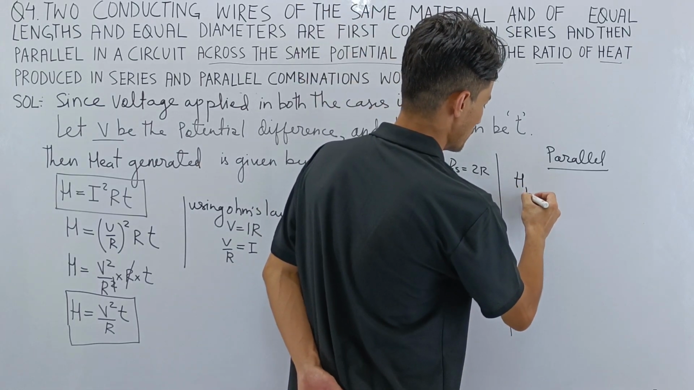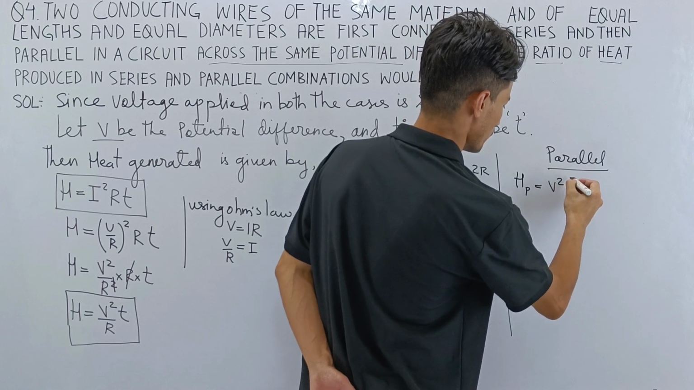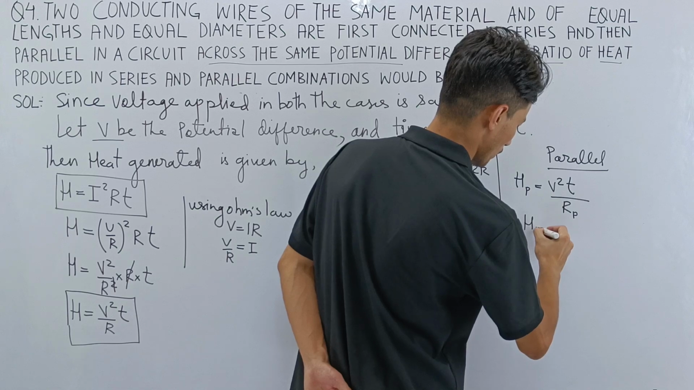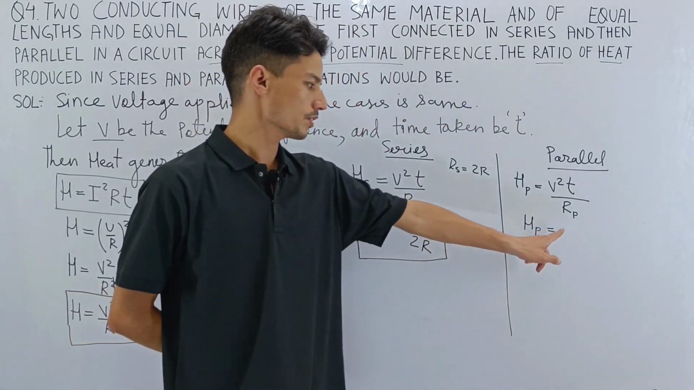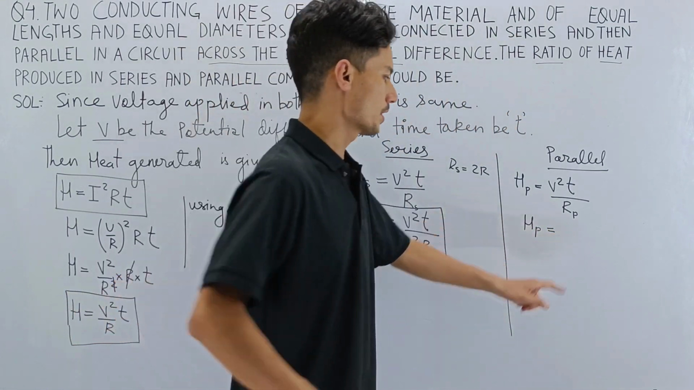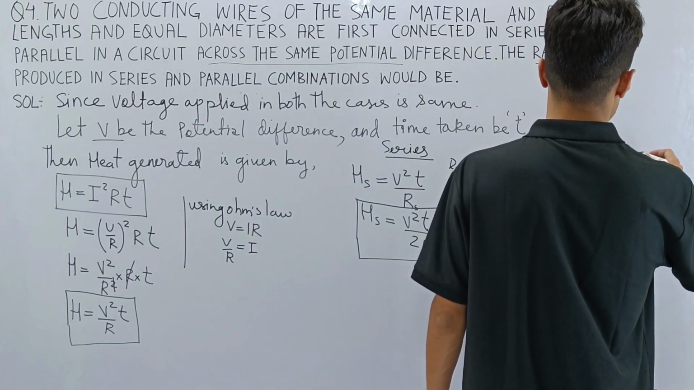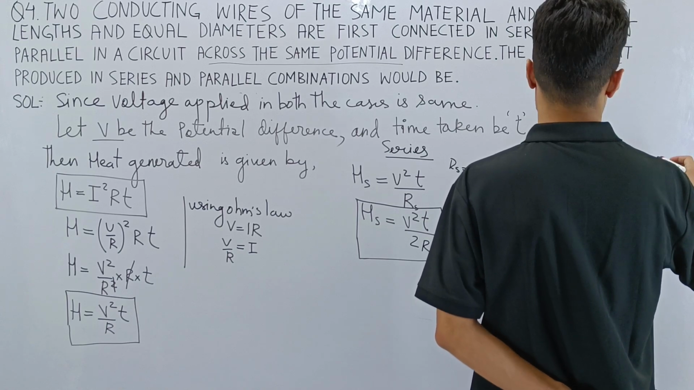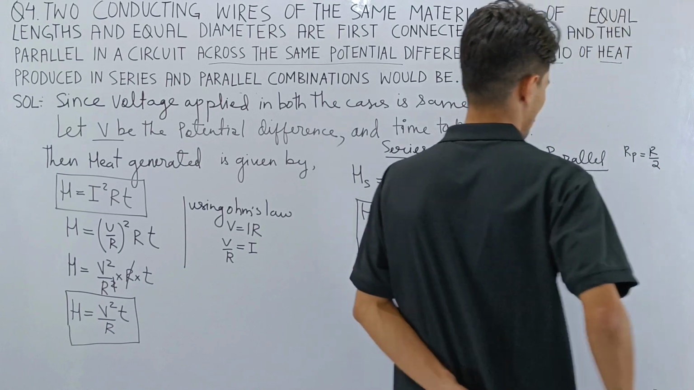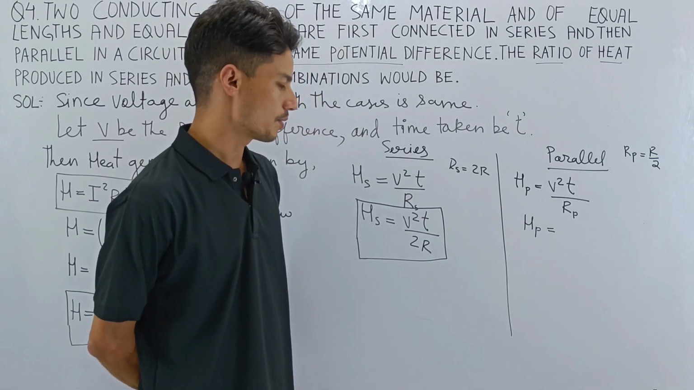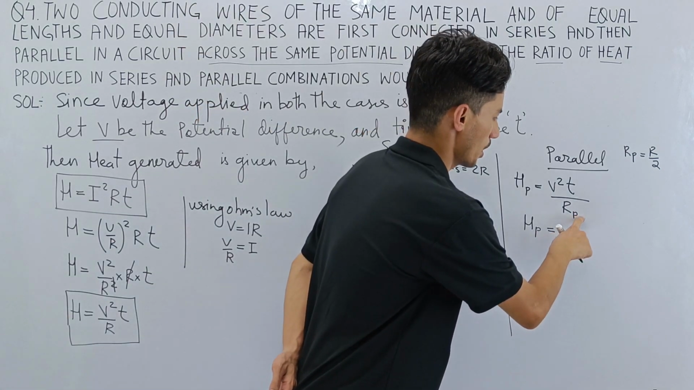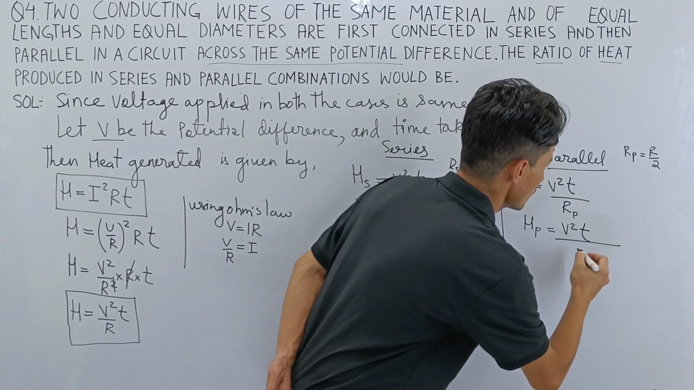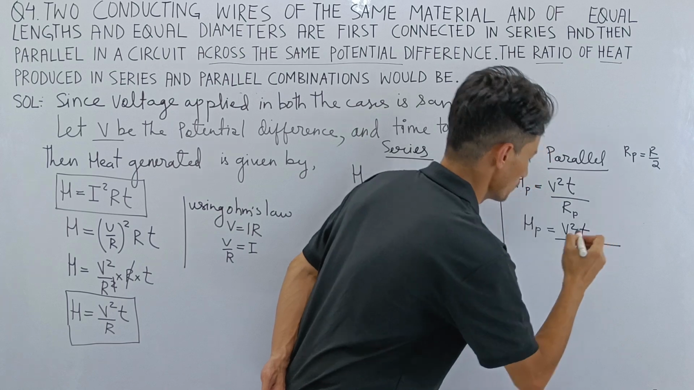Next, for parallel, let's go for parallel. For parallel HP, formula will still be same. V square T by RP. Now you let me know the formula of resistance in parallel. What value of RP did we get? We got RP to be R by 2. So let's substitute the value of RP with R by 2. So V square T, and this is the main division, and you have your fractional division R by 2.